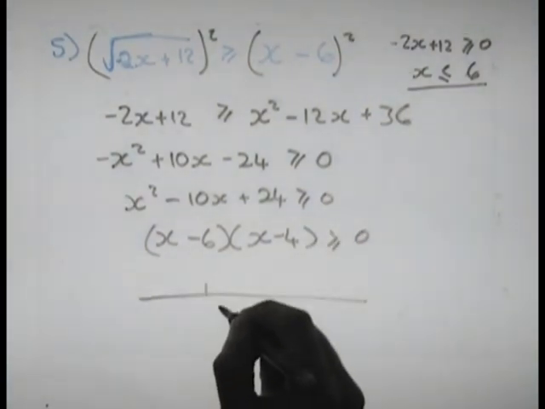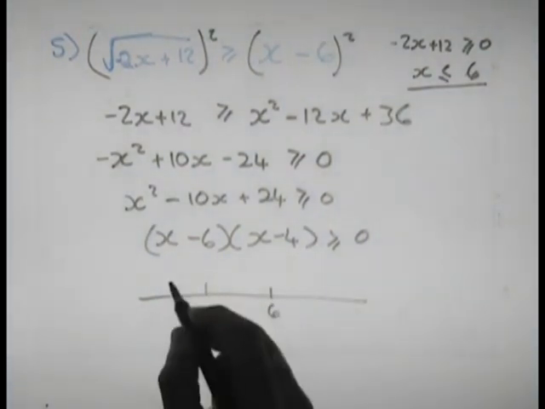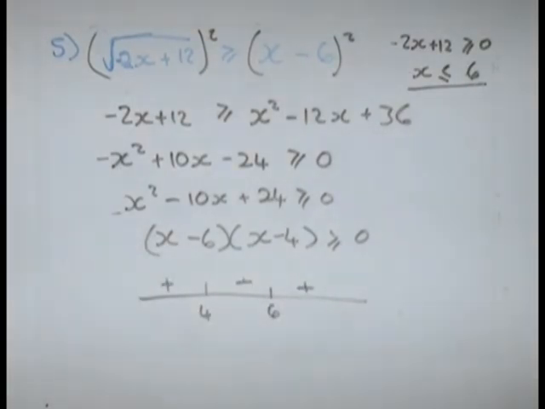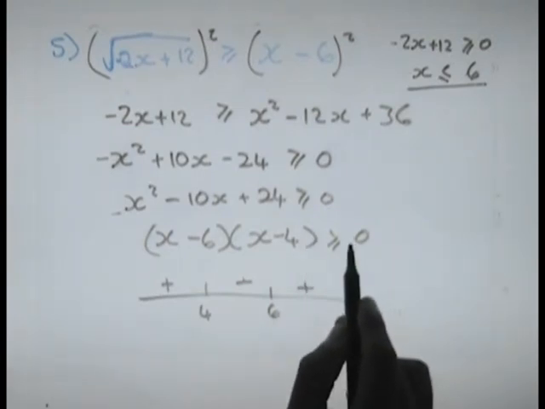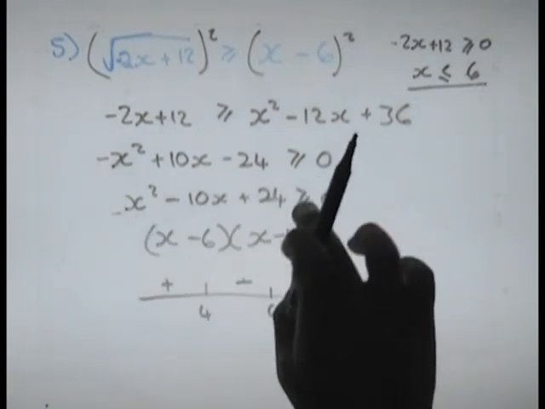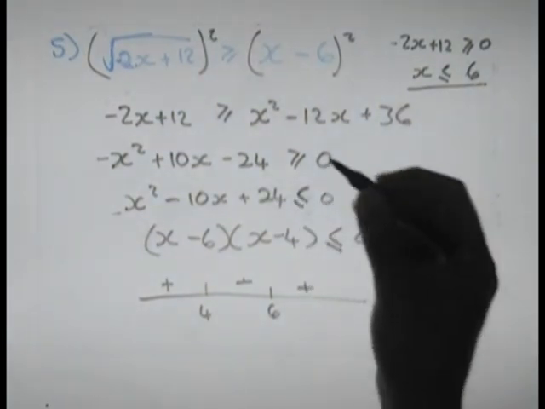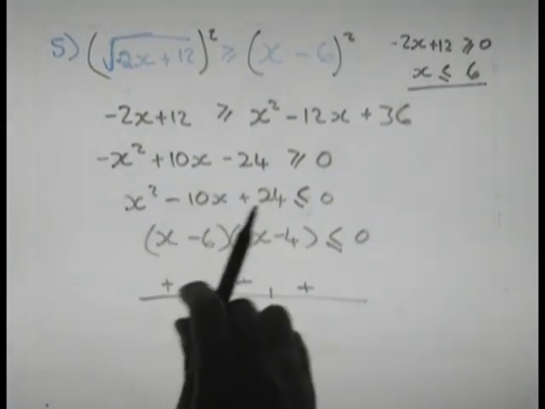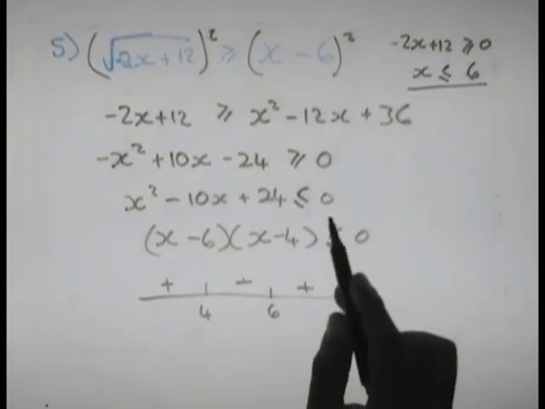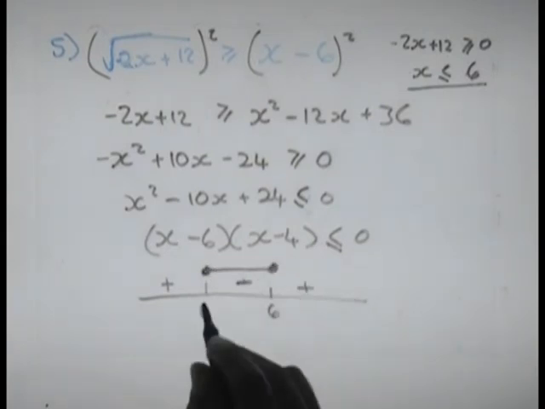That takes us to our number line. One critical value of 4, other critical value of 6. It always goes plus minus plus because I factorized from a positive a value. We are looking for when it, hold on, when I divided through by the negative, I forgot to change my sign. Remember, when we divided through by that negative, we changed the direction of the sign. So we are not looking for when it's positive any longer, we are now looking for when it's negative. That means we are looking for the values between 4 and 6.